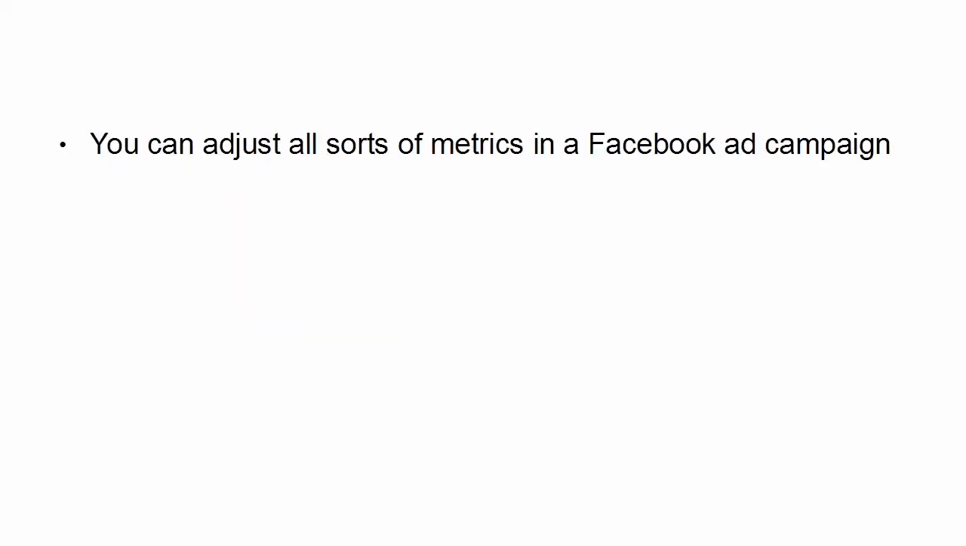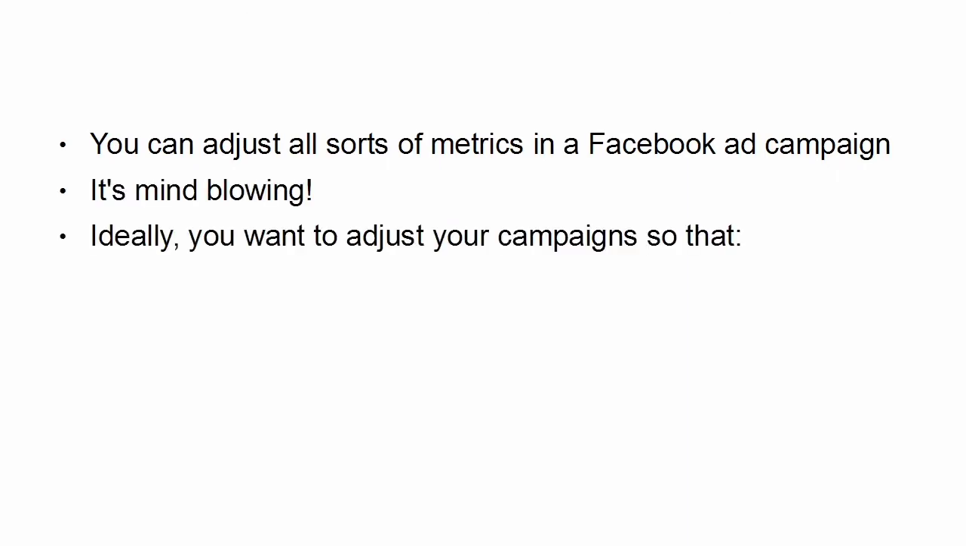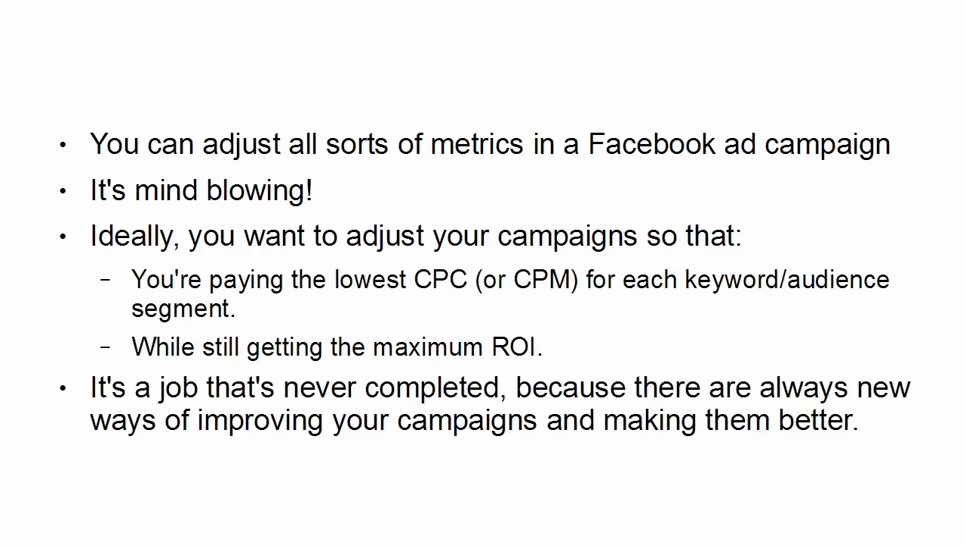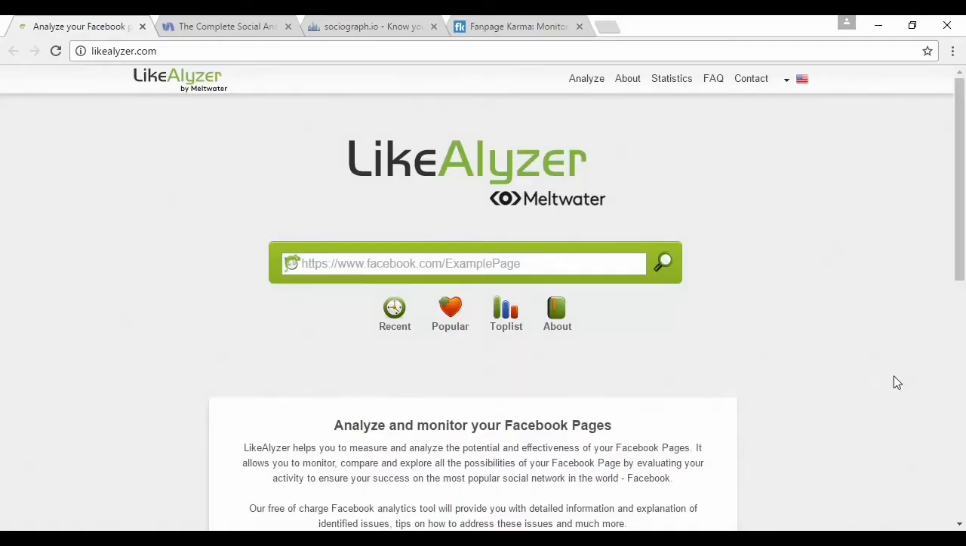You can adjust all sorts of metrics in a Facebook ad campaign. You know, quite frankly, it's mind-blowing. So ideally, you want to adjust your campaigns so that, first of all, you're paying the lowest CPC or CPM for each keyword or audience segment, while still getting the maximum ROI. And it's a job that's never completed because there are always new ways of improving your campaigns and making them better. There are a number of third-party tools out there that can help you to analyze and make better sense of all the Facebook statistics.